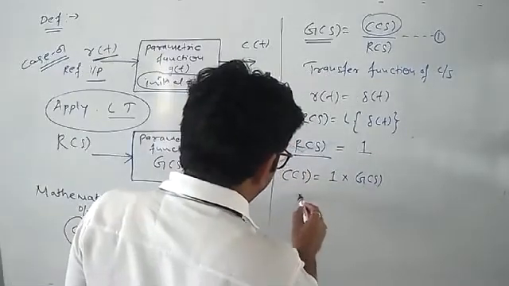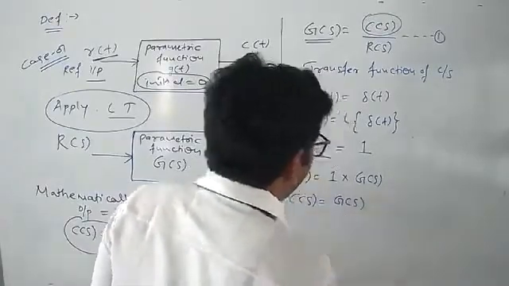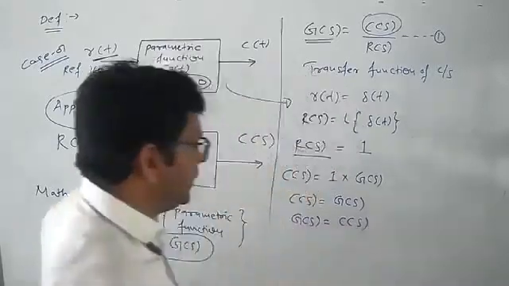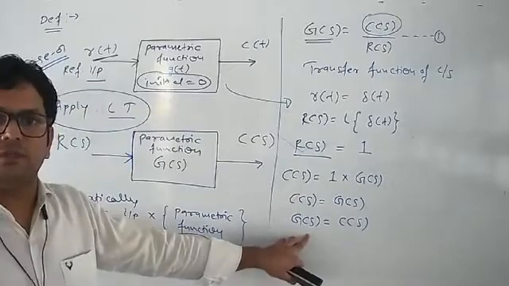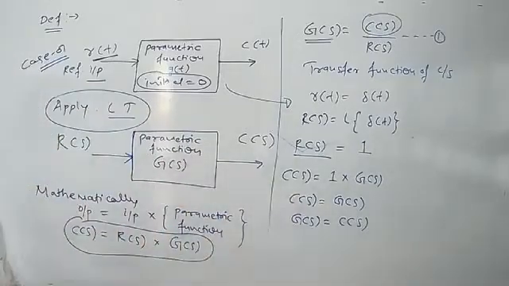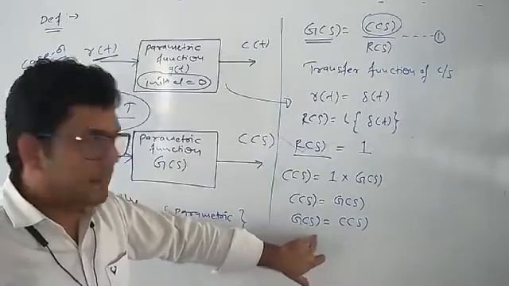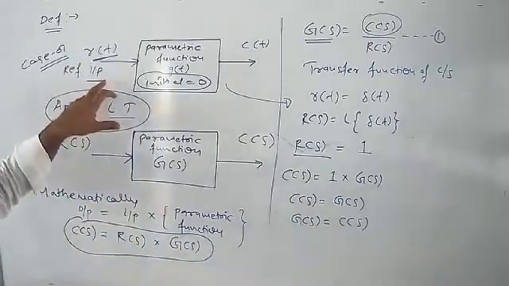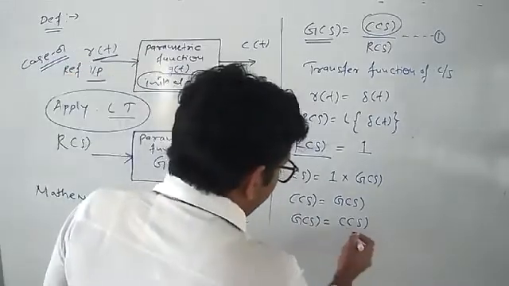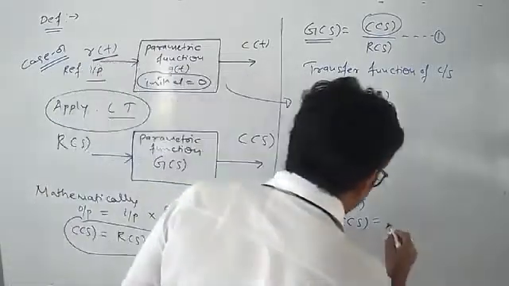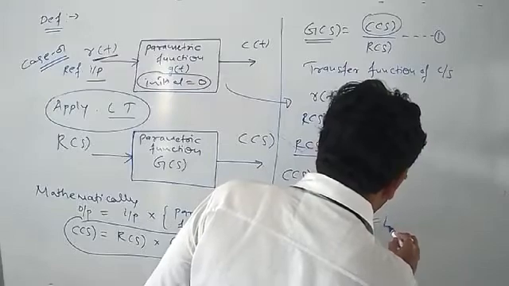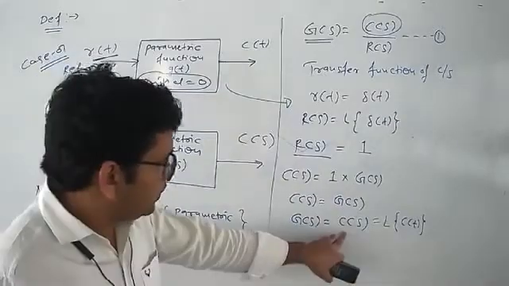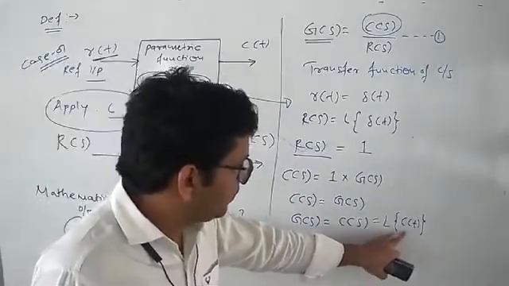Or we can write here as c of s is nothing but g of s, or I can simply write here as g of s is nothing but c of s. Now what is g of s? G of s is nothing but the transfer function of your given control system, but in this case we are getting the value of g of s as c of s when we select the type of input excitation as your impulse test input signal. Now this c of s I can write here as Laplace transform of c of t.